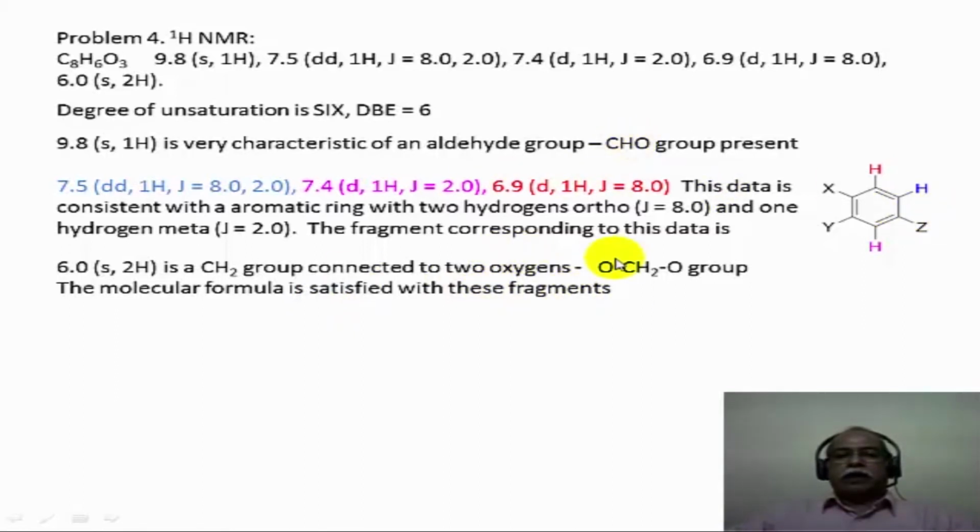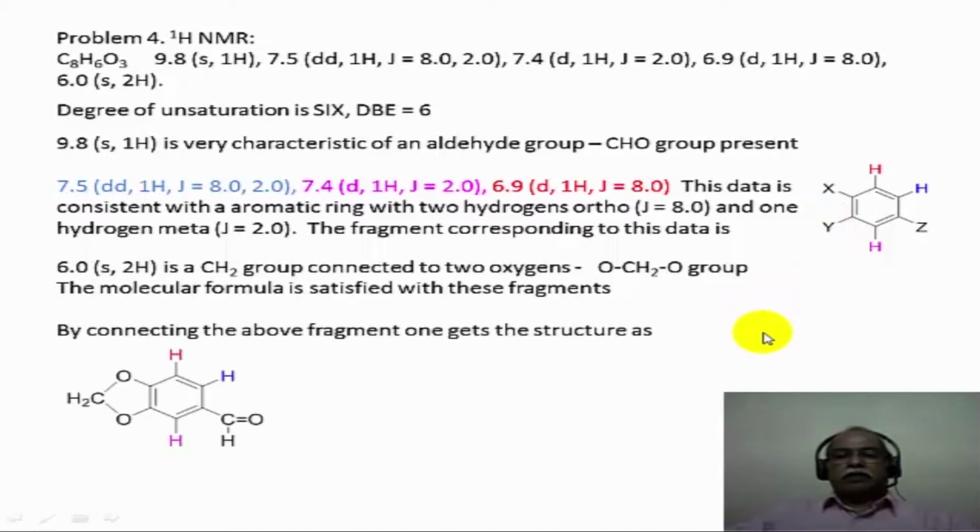You take the aldehyde and the OCH2O group as well as this C6H3 fragment. There are 3 substituents which are supposed to be present. You can presume one of the substituents is an aldehyde, and there are 2 oxygens which still have 1 valency left, and that could satisfy X and Y, for example. So using all this fragment information, one arrives at the structure of this compound as a methylene dioxy derivative of benzaldehyde.